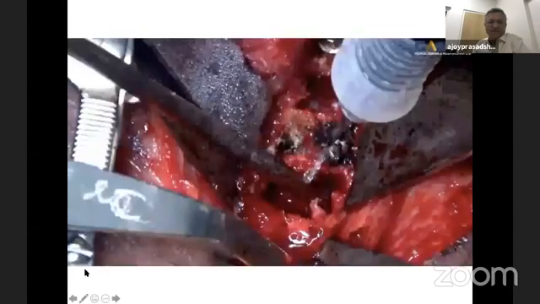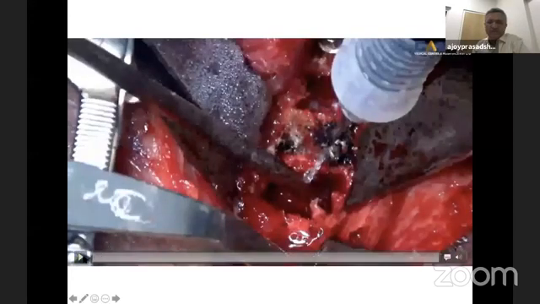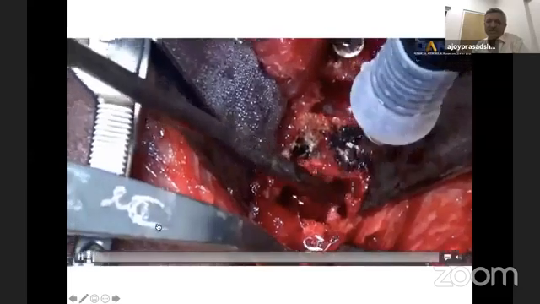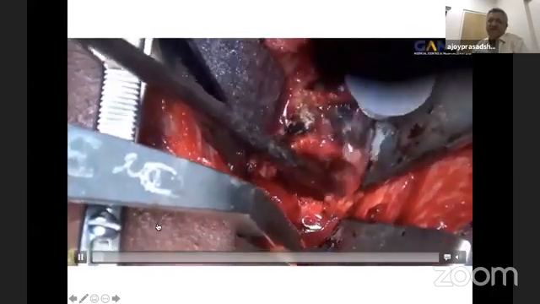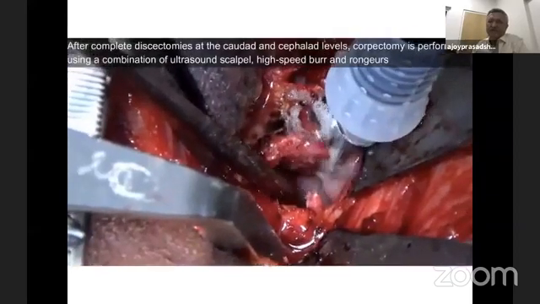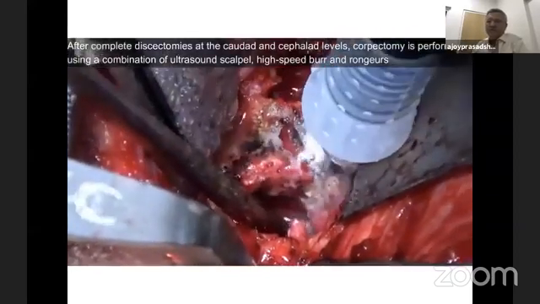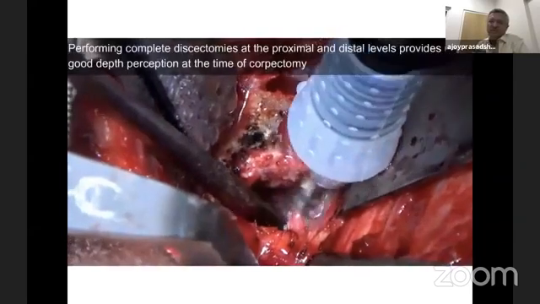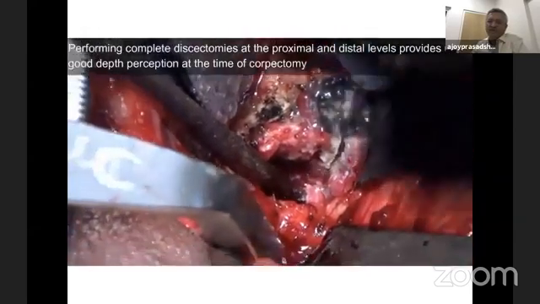I will just show the video. This is a video done by Bharat when he came to our hospital, and I'll show the way he has done this particular procedure. Basically, he has done the discectomy above and below. This is a corpectomy video. As you can see now, he is going with a forward movement.